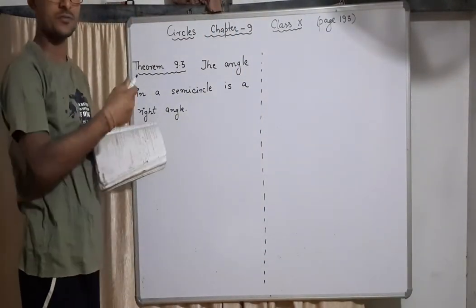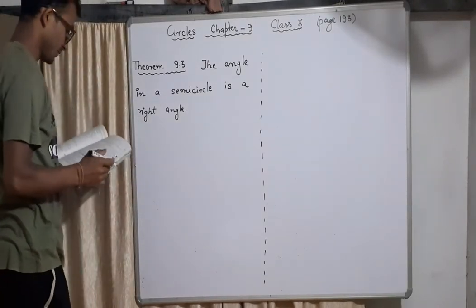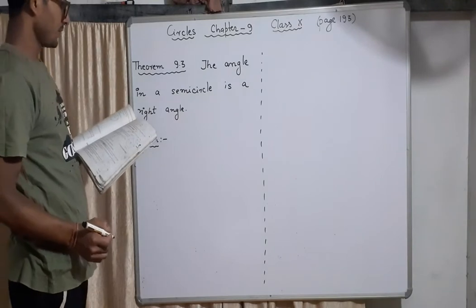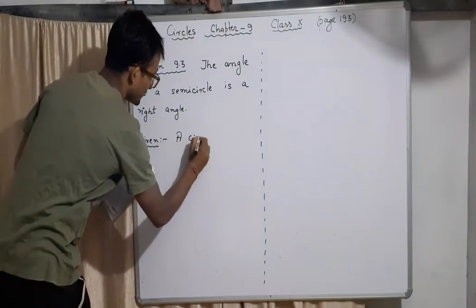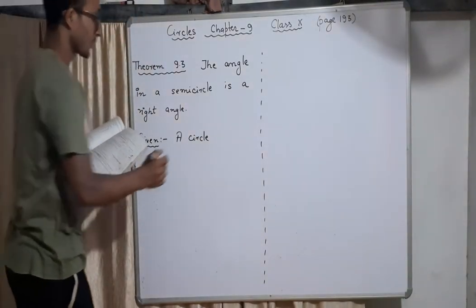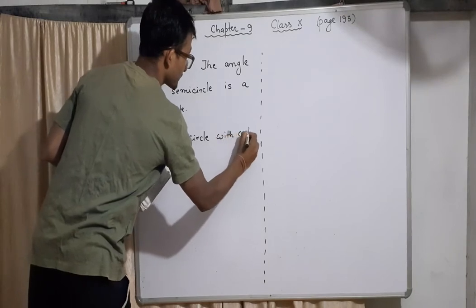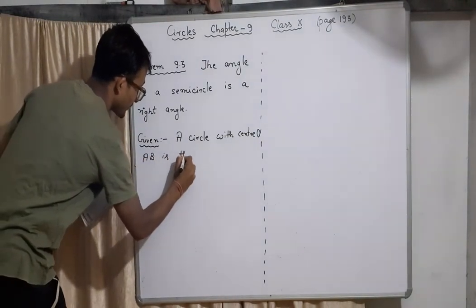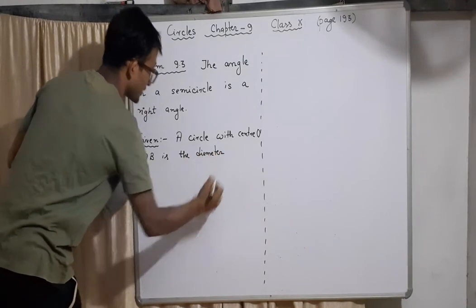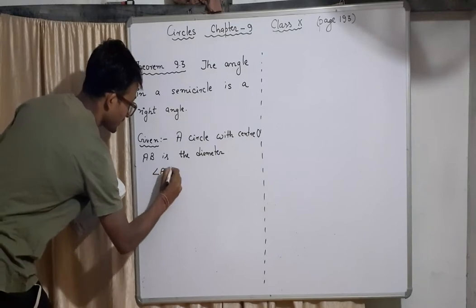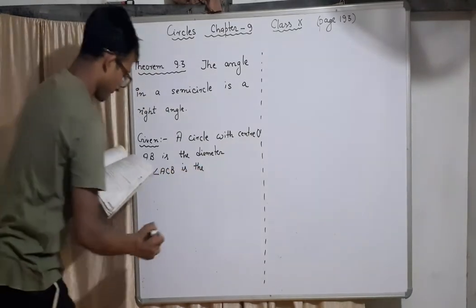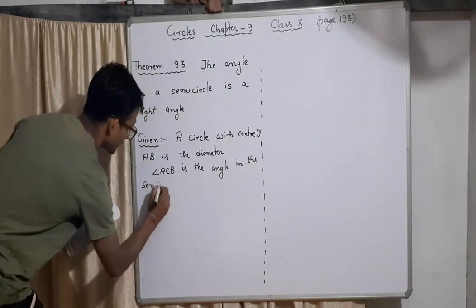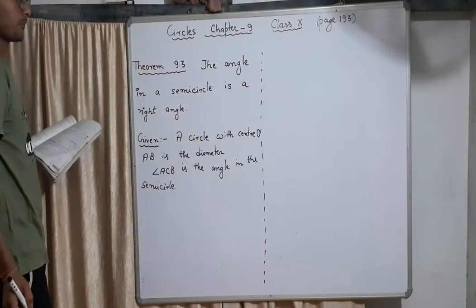It looks difficult only because there is a lot of talk given to prove this and that, but the thing is very simple. Now in mathematical language, what we do, we write first the given. There is a circle. Of course there has to be a circle in order to have a semicircle. Circle with center O, AB is the diameter. Suppose this is the diameter in the circle, and angle ACB is the angle in the semicircle. Okay.